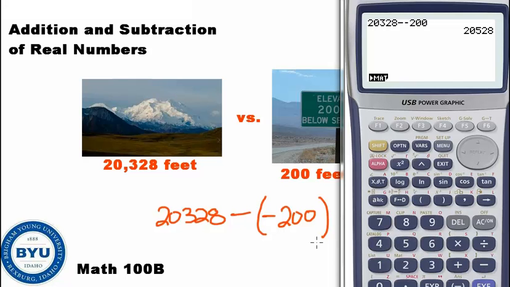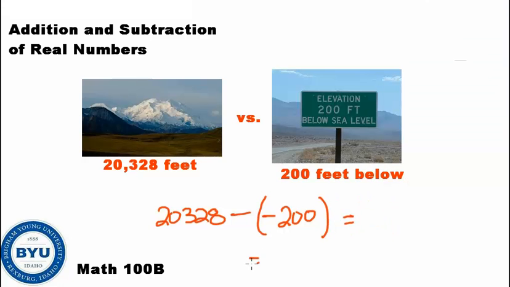This also often happens in temperature, because you can have temperatures that are above zero and temperatures that are negative. And there are other examples in the real world where this appears. And so for this answer, we would say that the difference in altitude is 20,528.